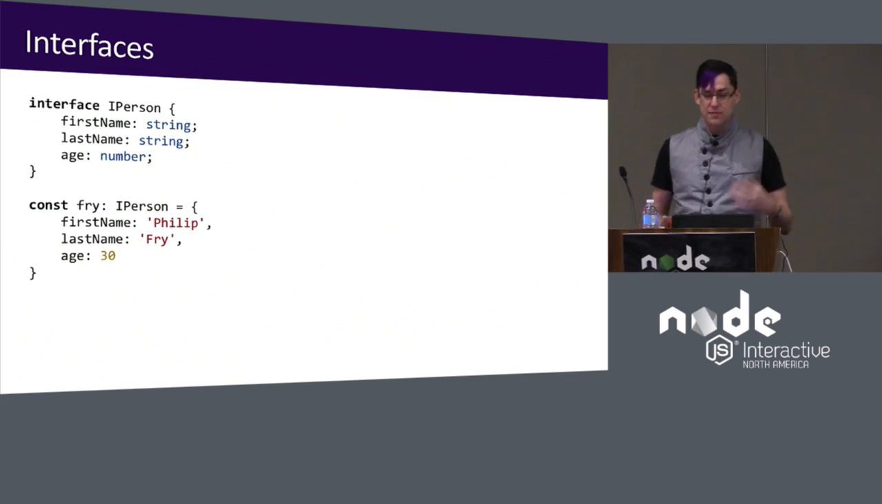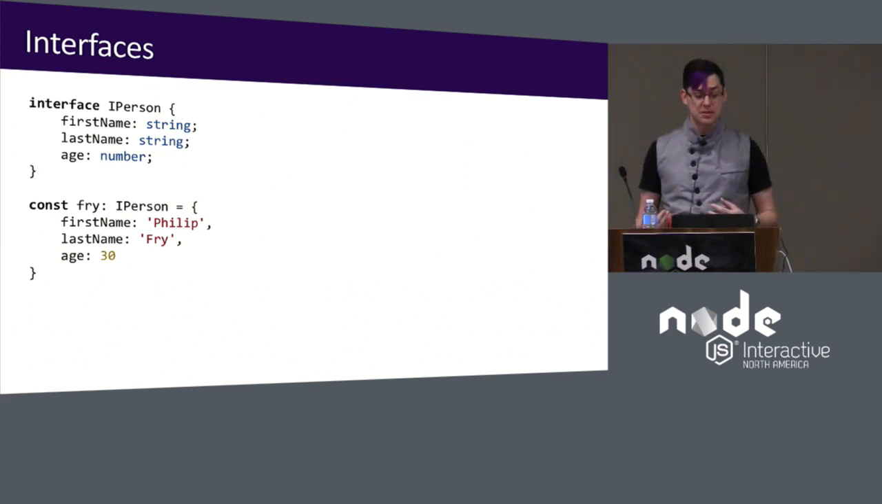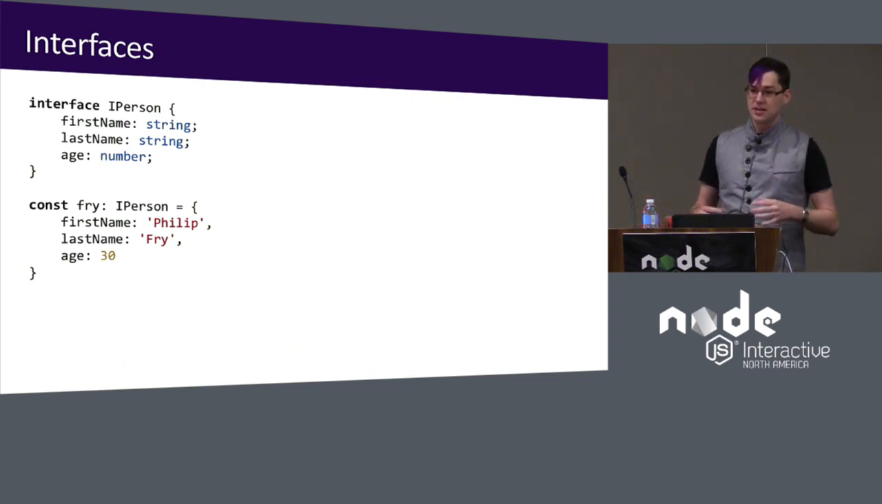So then whenever we create a variable and we assign an object literal to it, we say that this variable, Frey, conforms to this contract, Person, and that it has these types. And so when this happens, TypeScript will check and make sure that it has all of the properties listed in the interface, that they are the correct types, and that there are no extra properties either. It has to match that exactly.